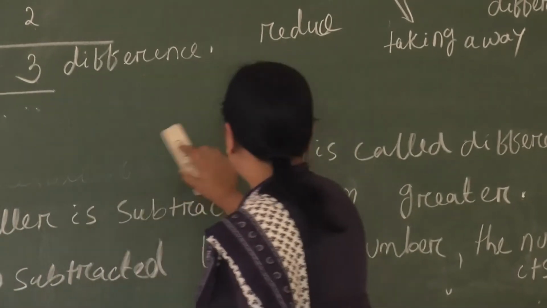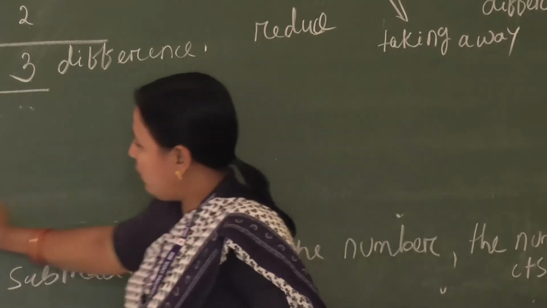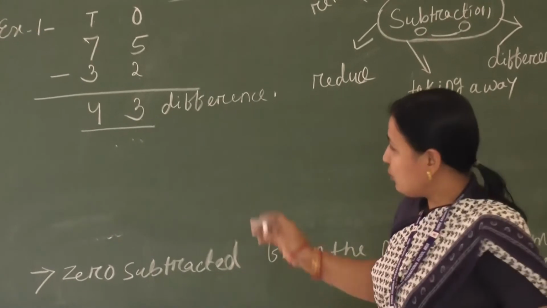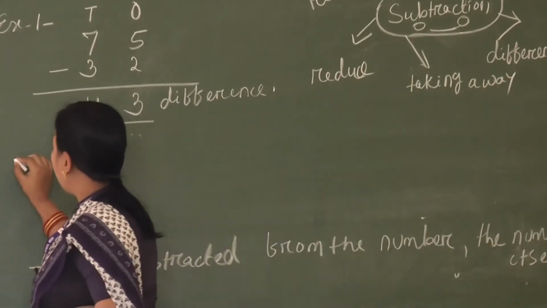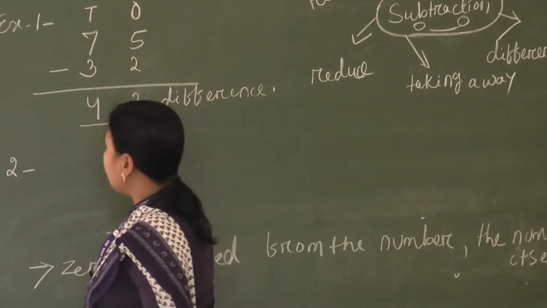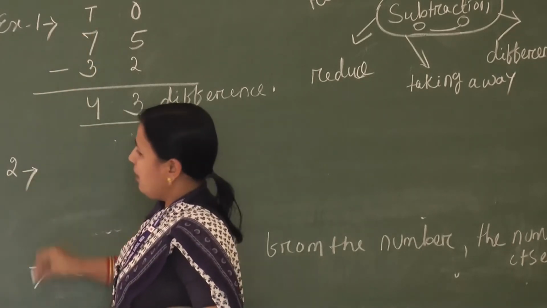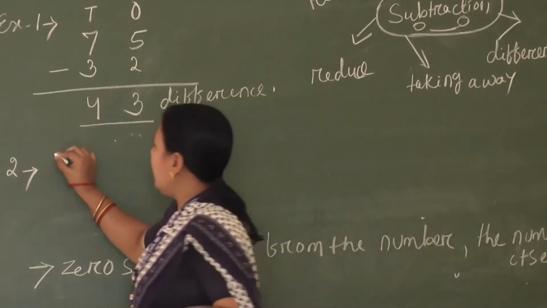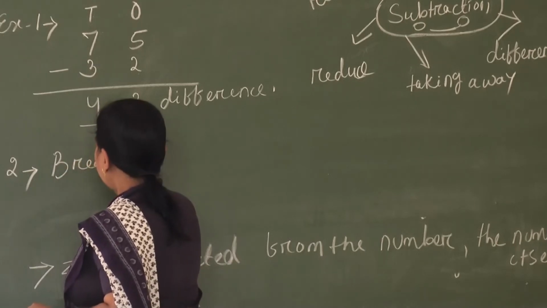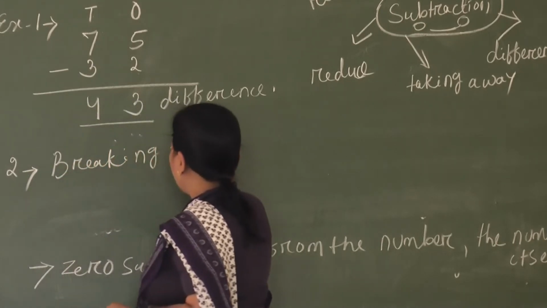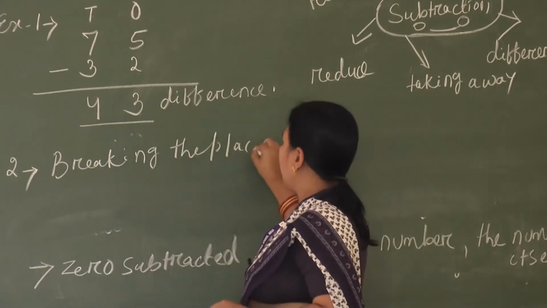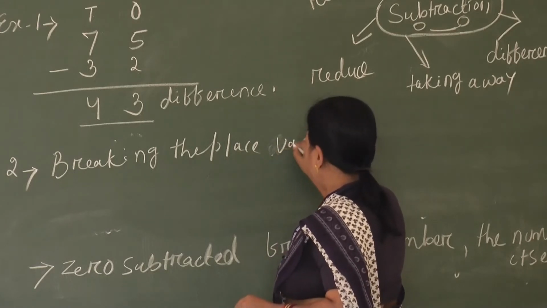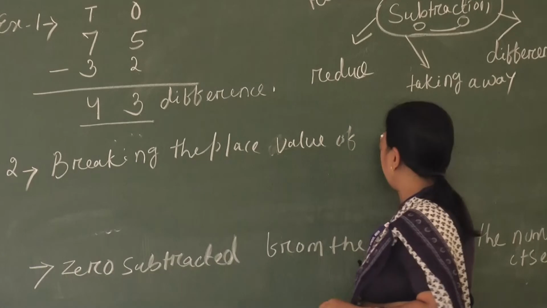Another example I say to you, breaking the place value and subtracting. In example number 1, you subtract according to the place value. In example number 2, you subtract the number by breaking the place value of a number.